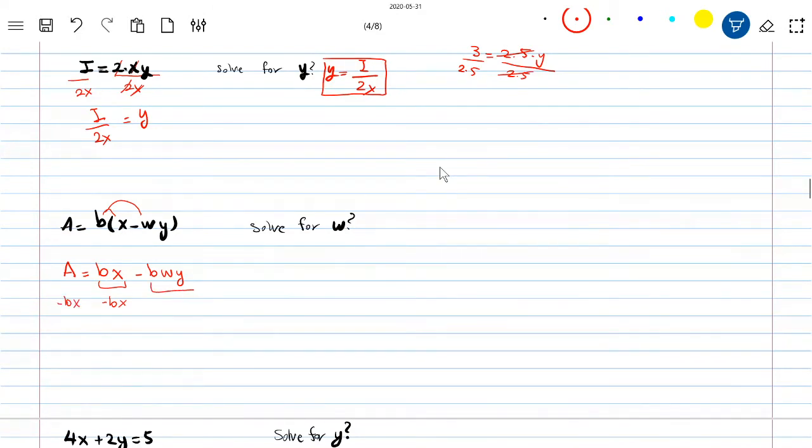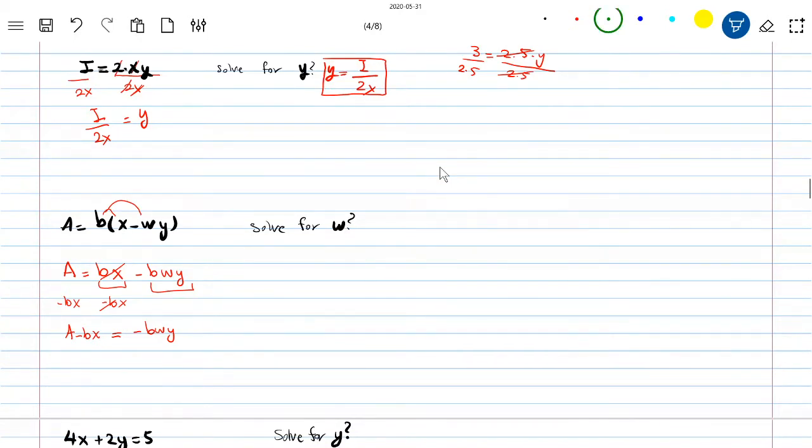This is the only term that contains w. I'm going to keep that. So these two will cancel out. What I have on the left side is a minus bx. They cannot combine with each other, so I'm going to keep it as it is. On the right side, what is left is minus bw.